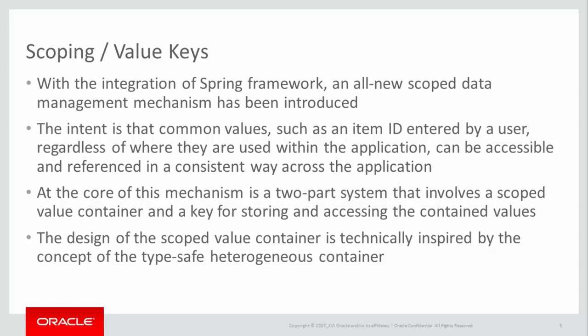So the intent of the scoping and value keys paradigm is that common values, like an item ID entered by a user, regardless of where they are used within the application, can be accessible and referenced in a consistent way across the application. At the core of this mechanism is a two-part system that involves a scoped value container and a key for storing and accessing the contained values. The design of the scoped value container is technically inspired by the concept of a type-safe heterogeneous container. So what does that mean?